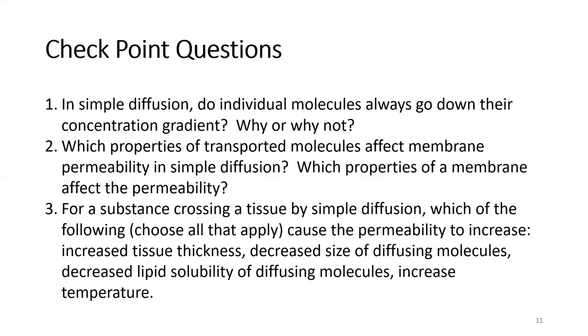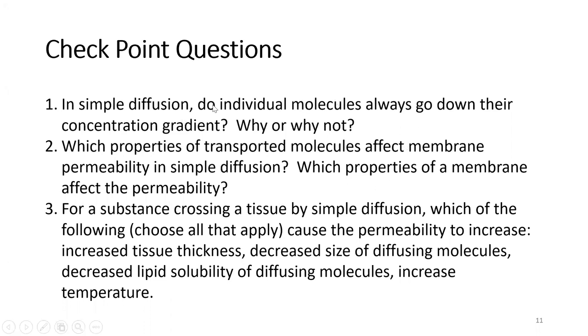Okay. So question 1, in simple diffusion, do individual molecules always go down their concentration gradient? Why or why not? Now the answer here was no. In simple diffusion, we have a net flux according to the concentration gradient. But if we look at the actual individual molecules themselves, because of the thermal motion that they're exhibiting, we do not see that they always move in one direction. They will move one way or the other, but the net flux is what we talk about when we talk about the movement down the concentration gradient.